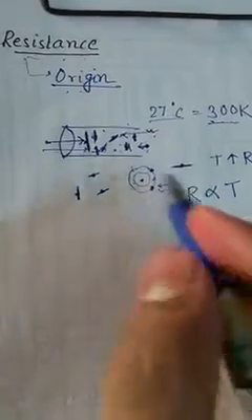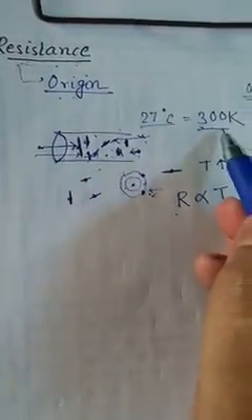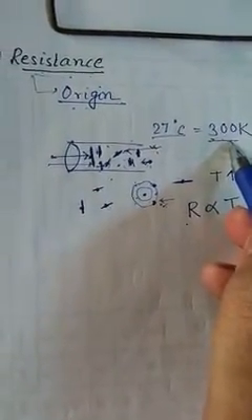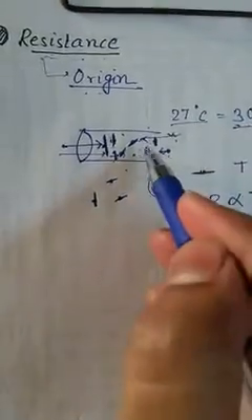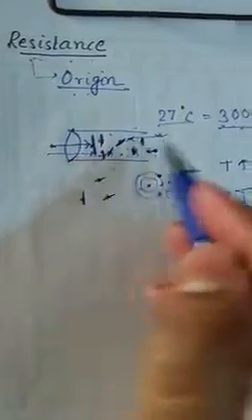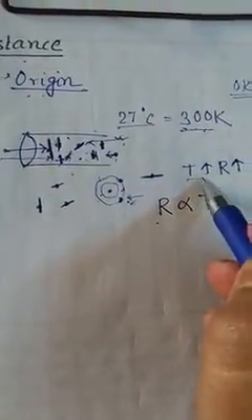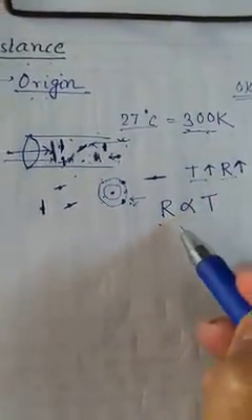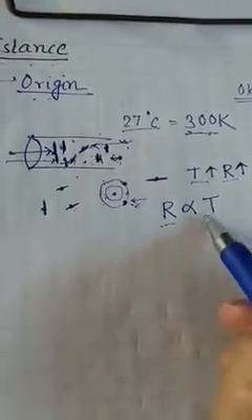Now think about this. When you increase the temperature, what will happen? The amplitude of the vibration will increase, so the number of collisions will increase. So when you increase the temperature, the resistance will increase. In that way we can say that resistance is proportional to the temperature.